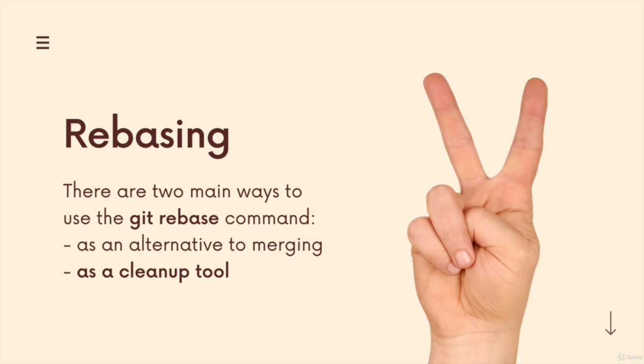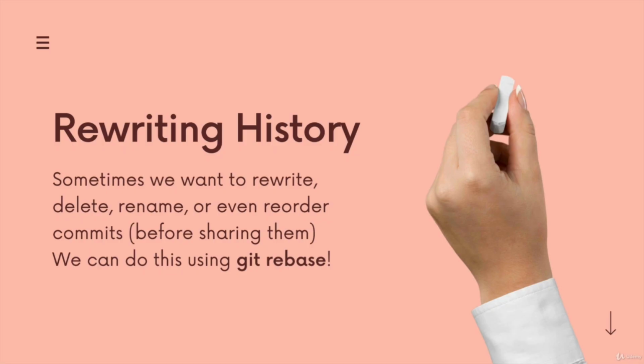So if you remember, I had this slide with not a peace sign, but two fingers, because there are two main ways to use the git rebase command. One is as an alternative to merging, as we've already discussed. You're probably exhausted from that, but that's one way of using it. But another way of using it is as a cleanup tool. And it allows us to do some of these things I've just mentioned, rewrite history.